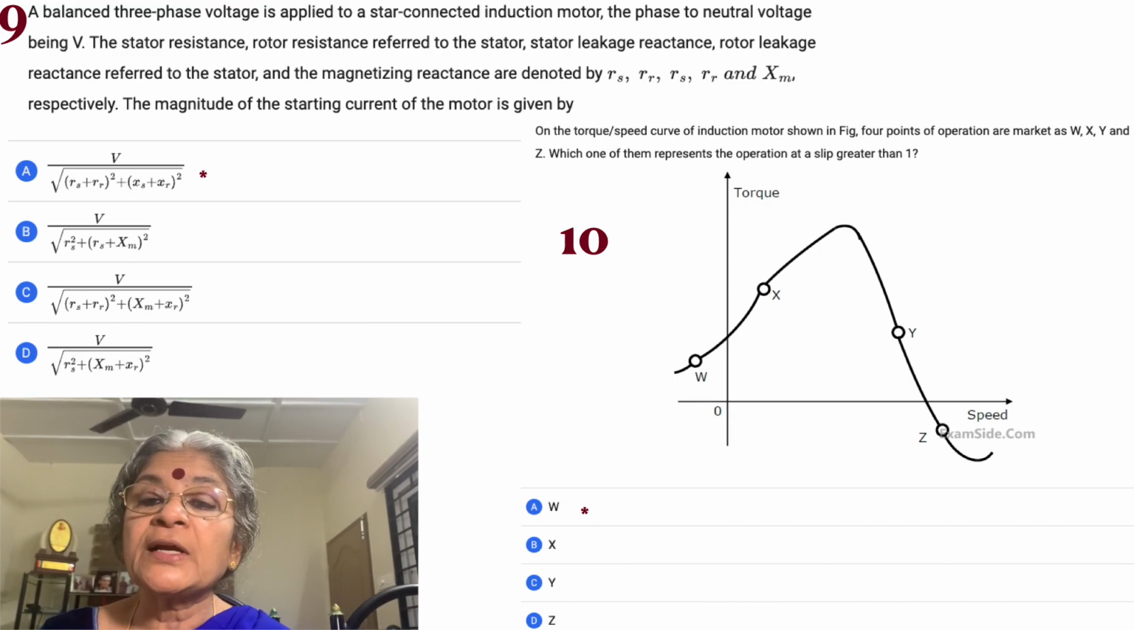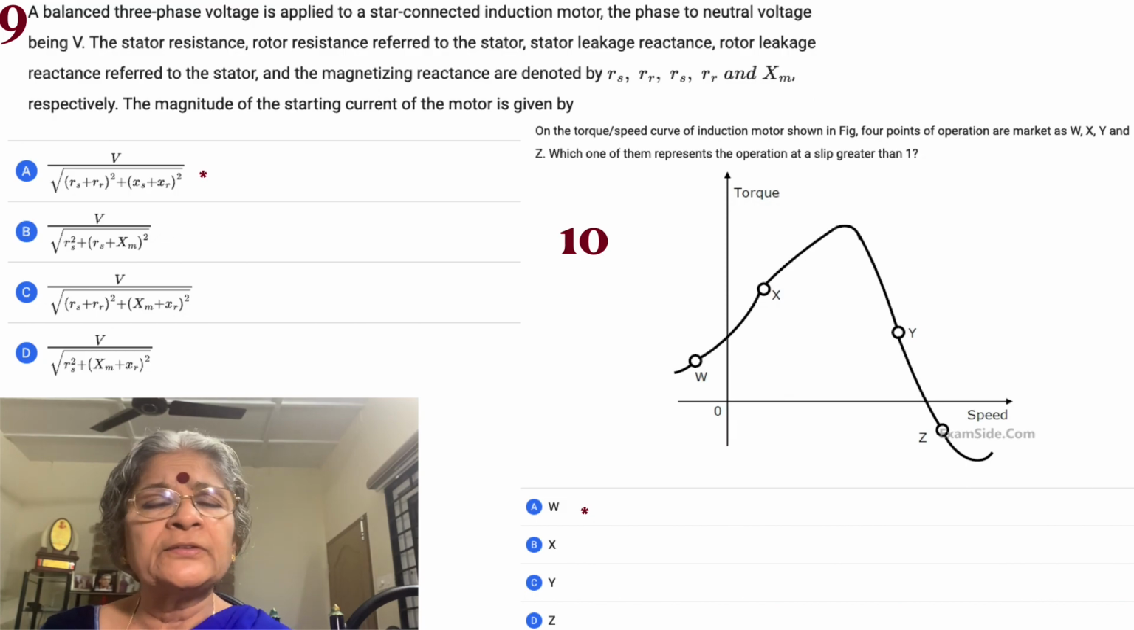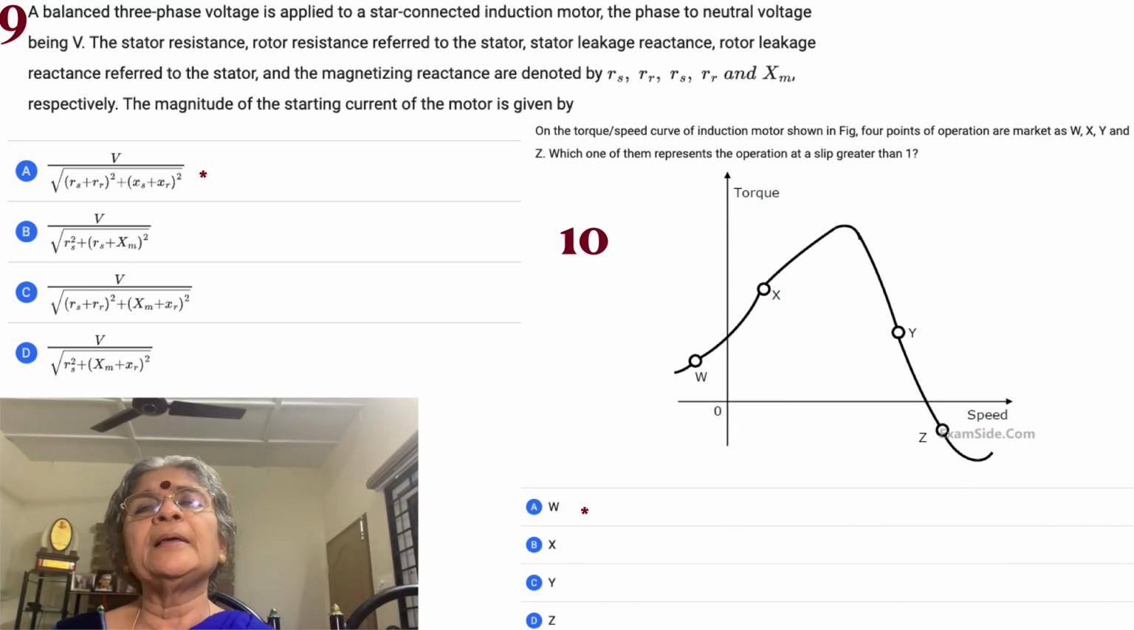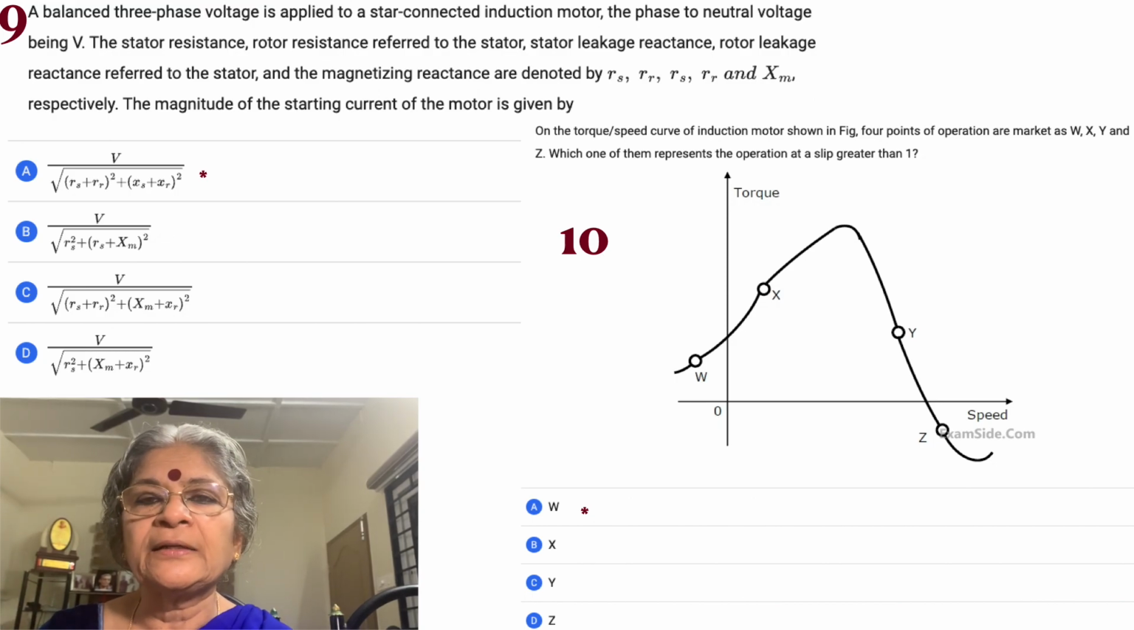The magnitude of the starting current of the rotor is given by, now S is equal to 1, so it's very easily equal to the applied voltage divided by the total impedance. And there S does not appear, so we have R. The shunt winding, the shunt existence of the magnetizing reactance, will not matter at all.